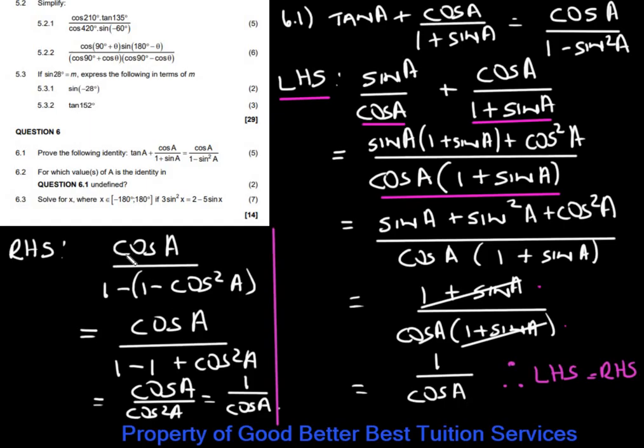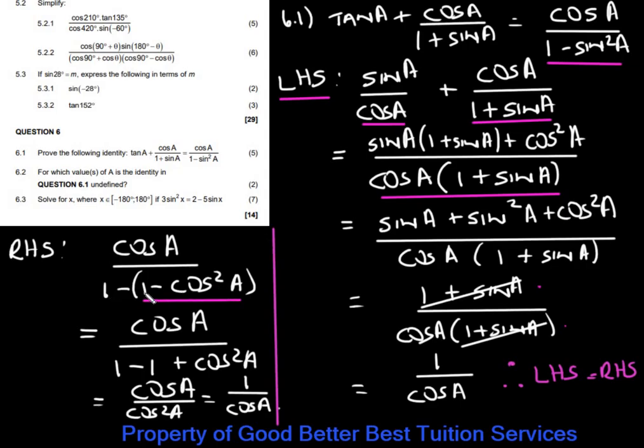Now on the right hand side, I've got cos A over, originally, 1 minus sine squared A. But for 1 minus sine squared A, we can change the sine squared A to 1 minus cos squared A. Why do I change it? Because if I look at the numerator, I can see that we need something to cancel. So I'm going to change the sine squared A to 1 minus cos squared A.